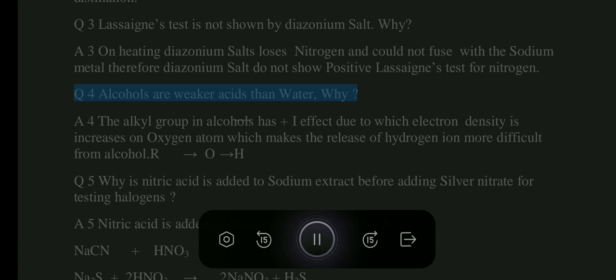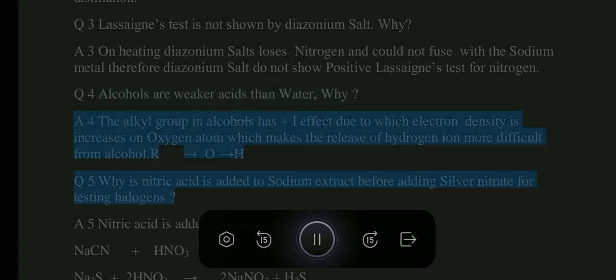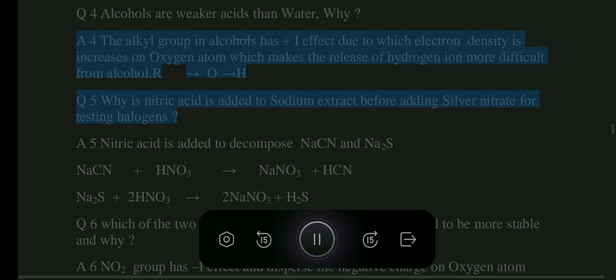Q4. Alcohols are weaker acids than water. Why? A4. The alkyl group in alcohols has +I effect due to which electron density increases on the oxygen atom, which makes the release of hydrogen ion more difficult from alcohol. R → O → H.